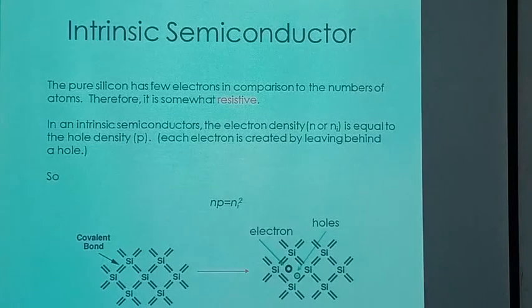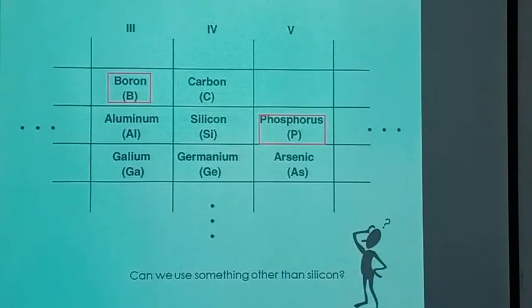So what is intrinsic semiconductor? Intrinsic semiconductor, pure silicon, has few electrons in comparison to the number of atoms, therefore it is somewhat resistive. So intrinsic semiconductor is nothing but a pure semiconductor. So how can we make an extrinsic semiconductor? By adding a trivalent impurity or pentavalent impurity into that intrinsic semiconductor. The two most widely used trivalent and pentavalent impurities are boron and phosphorus.